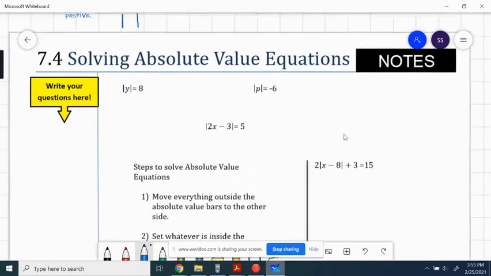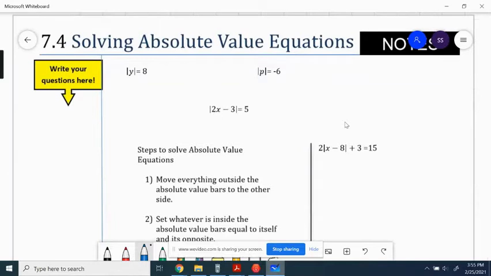All right, so let's look at some actual equations here. This first example, we have the absolute value of y is equal to positive 8. We know that the absolute value of negative 8 is equal to positive 8, and so is positive 8. So what could go inside here is both negative 8 and positive 8. So those are your two values for y.